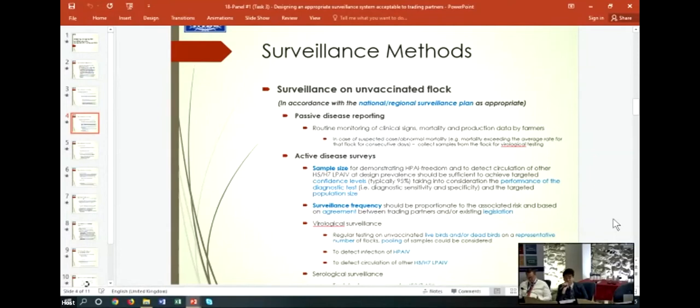Serological DIVA tests, differentiating infected from vaccinated animals, and possibly subtype-specific serological tests can be used for detection of any pre-exposure to field strain H5 and H7 AI viruses.